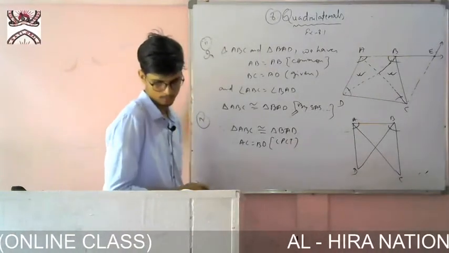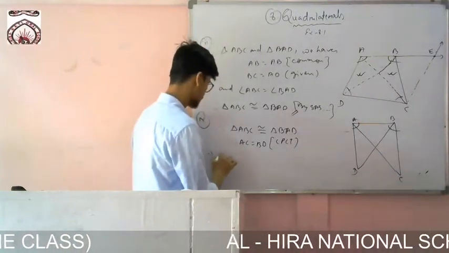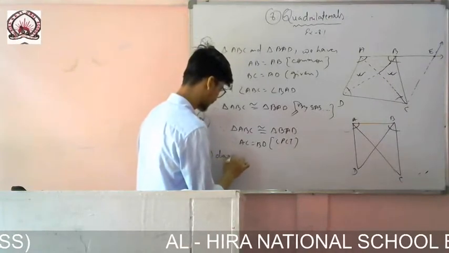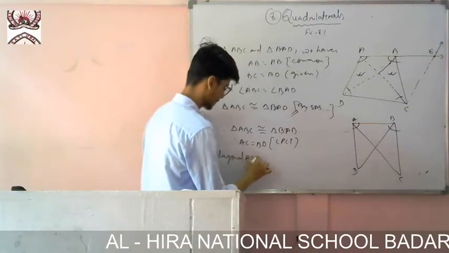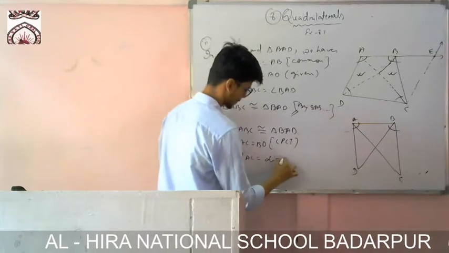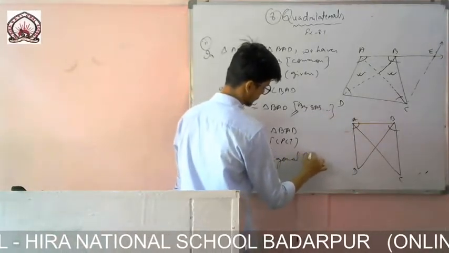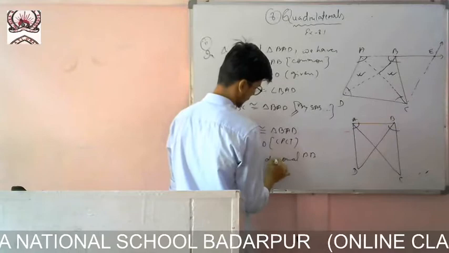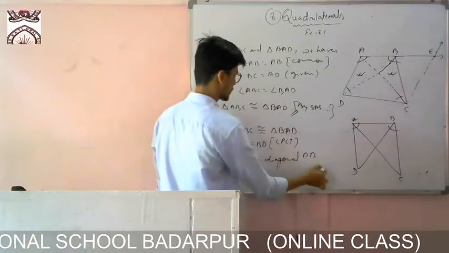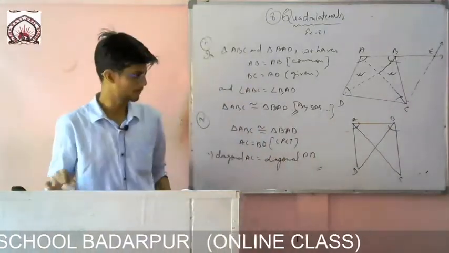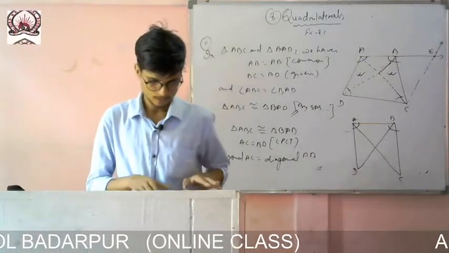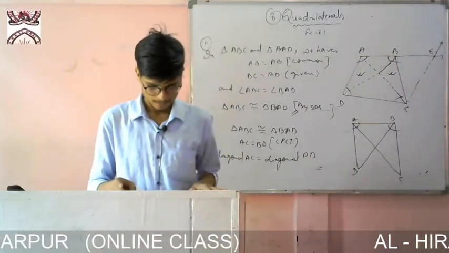So you can write, AC is a diagonal, diagonal BD. Diagonal AC is equal to diagonal BD. Finished. So you see some examples are there.